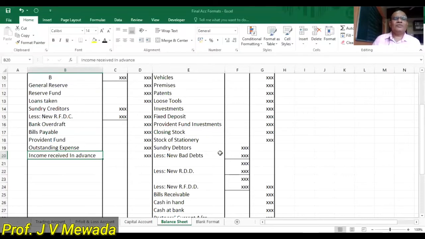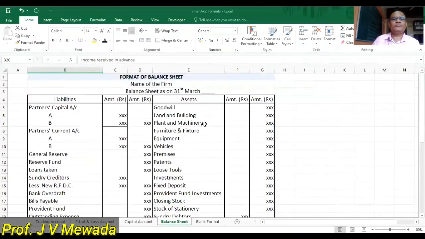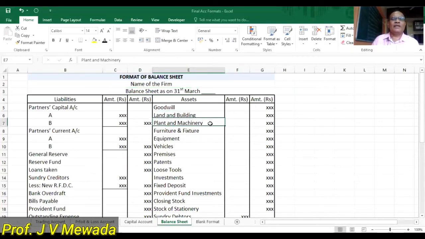And on the asset side, we have goodwill. Goodwill is an intangible asset. Then we have some fixed assets like land and building, plant and machinery, furniture and fixture, equipment, vehicles, premises. These are all fixed assets which are owned by the firm, and we have to charge depreciation if it is given in the problem. So if we are told to charge depreciation, we will write it in the inner column, then we will deduct the depreciation, and then we show the result in the outer column.